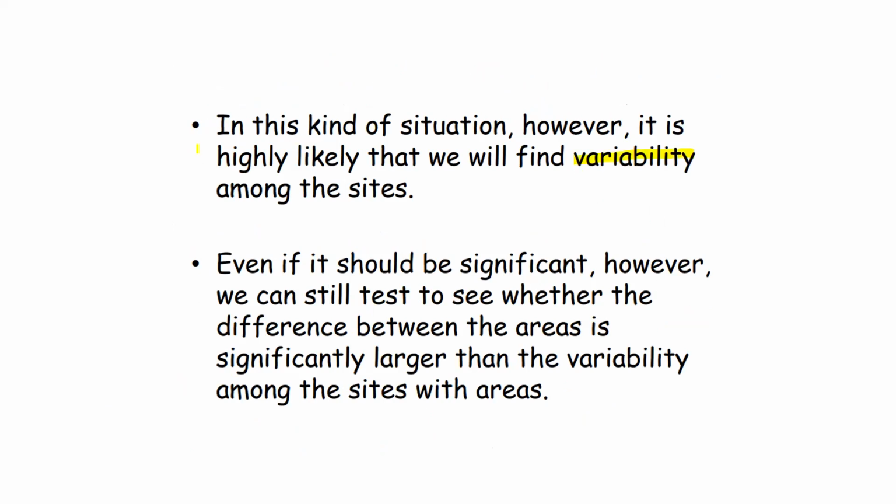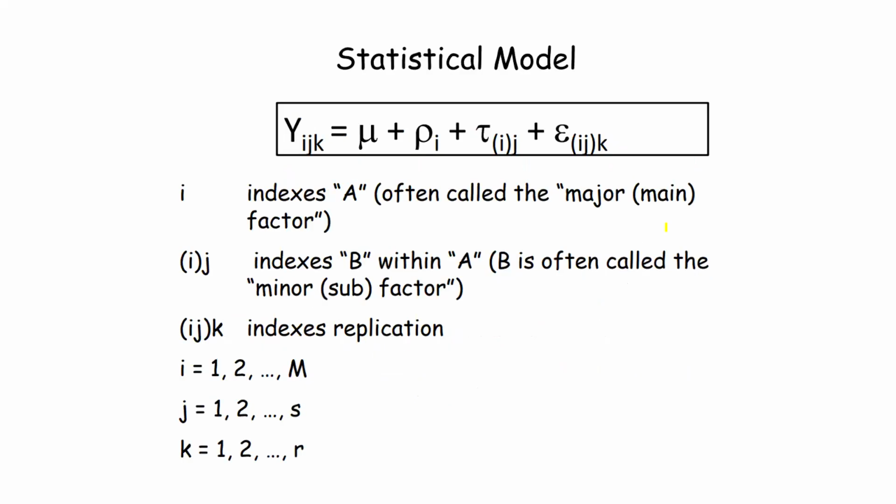So the major grouping, we can find the variability of our major groups. Even if it should be significant, however, we can still test to see whether the difference between the areas is significantly larger than the variability among the sites within areas. Actually, the variability of our first grouping is somewhat larger than the second grouping, even though we are discussing the areas and sites with respect to this example. We need to identify that the variability of our first grouping is somewhat higher than the variability in the second group. So this is the model.